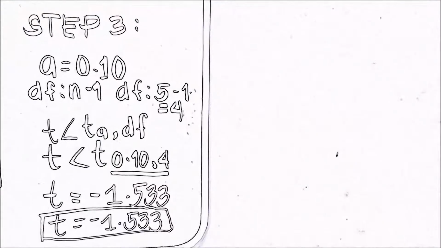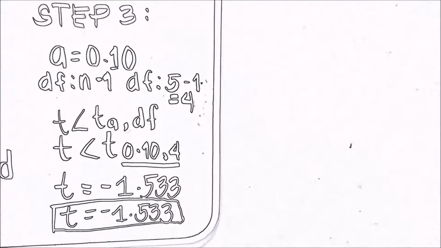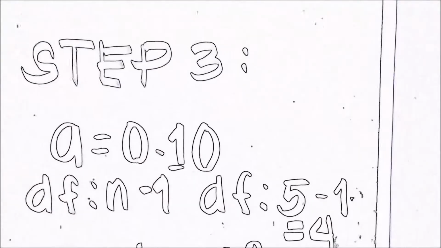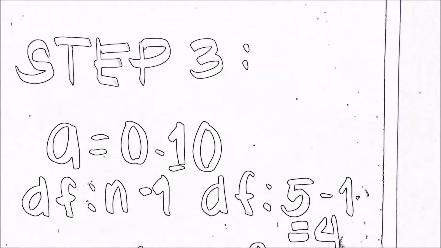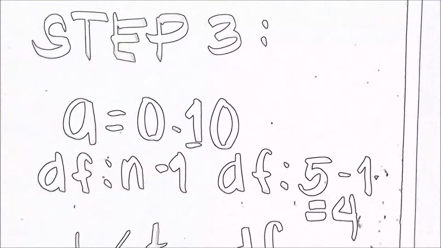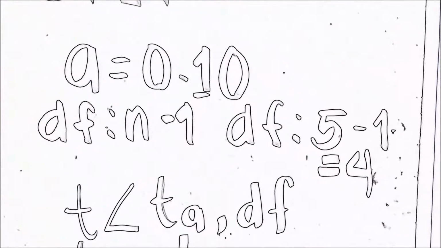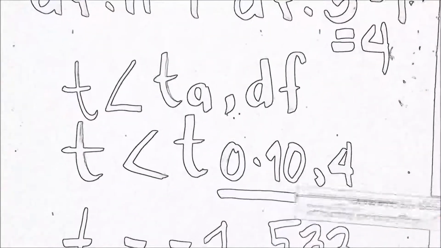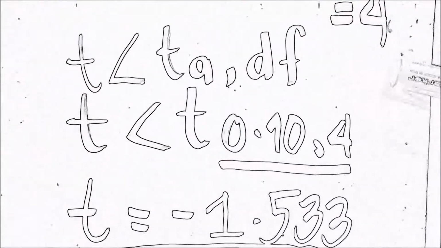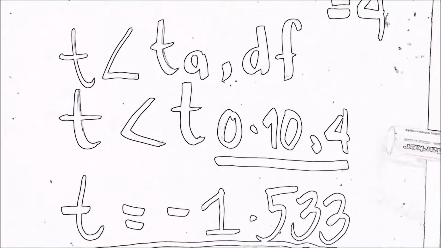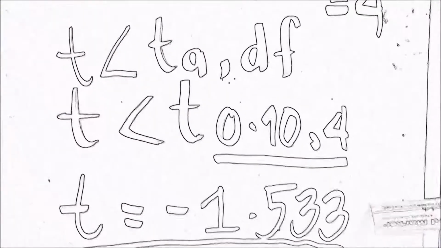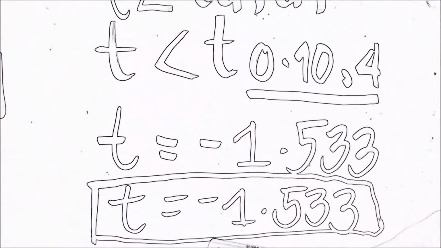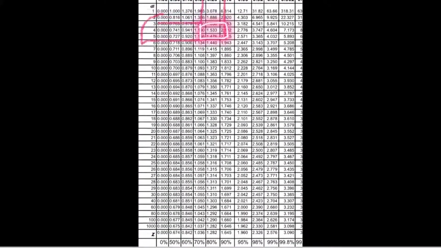For step 3, we have to locate the critical region. To do this, we have to find the degree of freedom, which is the formula n minus 1. Substitute n by 5 since 5 is the random sample, subtract 1 to get the answer of 4, and then use a level of significance of 0.10. Use this equation and then substitute all of the values, A with 0.10 and DF with 4. Locate the values in a t-table since it is a t-test to get the answer of 1.533. And then use a negative sign because the mean is lesser than 20.